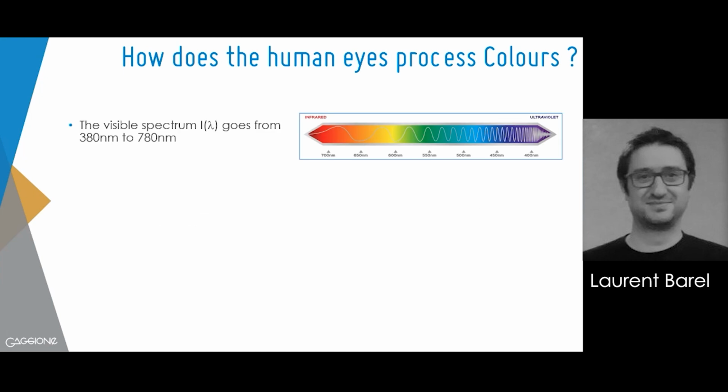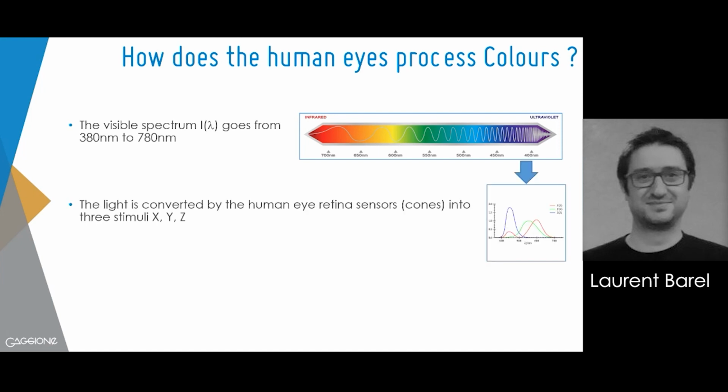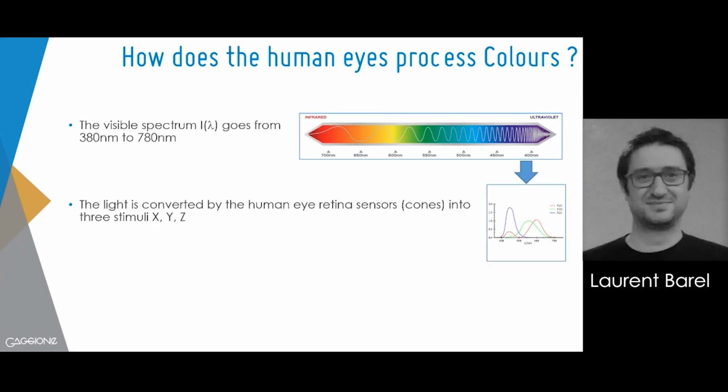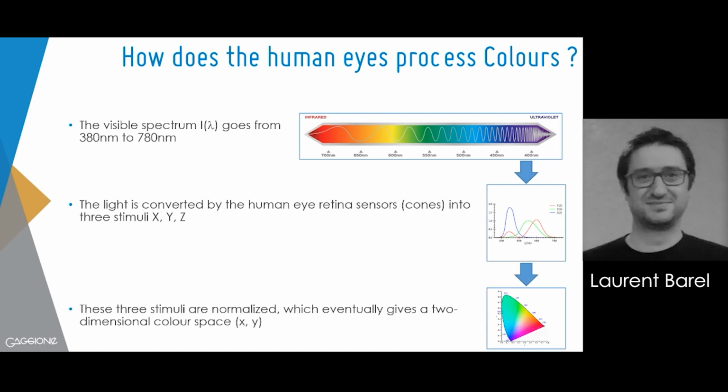Let's just go back for a while on how the human eye perceives colors. The visible spectrum goes from 380 nanometers to 780 nanometers, so it is between red and violet, before infrared and before ultraviolet. Our eyes actually have sensors called cones, which react to three very distinct stimuli, X, Y, and Z. And all of the colors we can see with our eyes and brain are represented in what is called a two-dimensional color space. You can see here on the right a representation, long story short, of all the colors we are capable of perceiving and distinguishing.